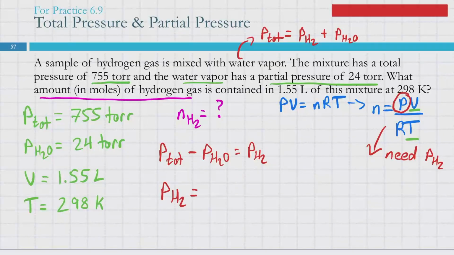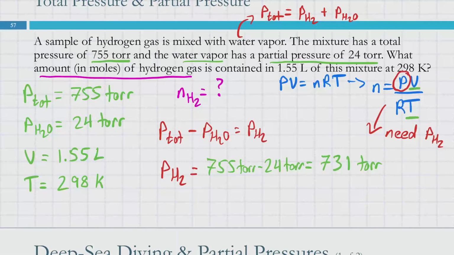So the pressure of the hydrogen gas is the 755 torr minus 24 torr. So we've got a partial pressure of hydrogen of 731 torr. And then we would have to put it into our n equals PV over RT. To do that, we also need to convert to atmospheres.